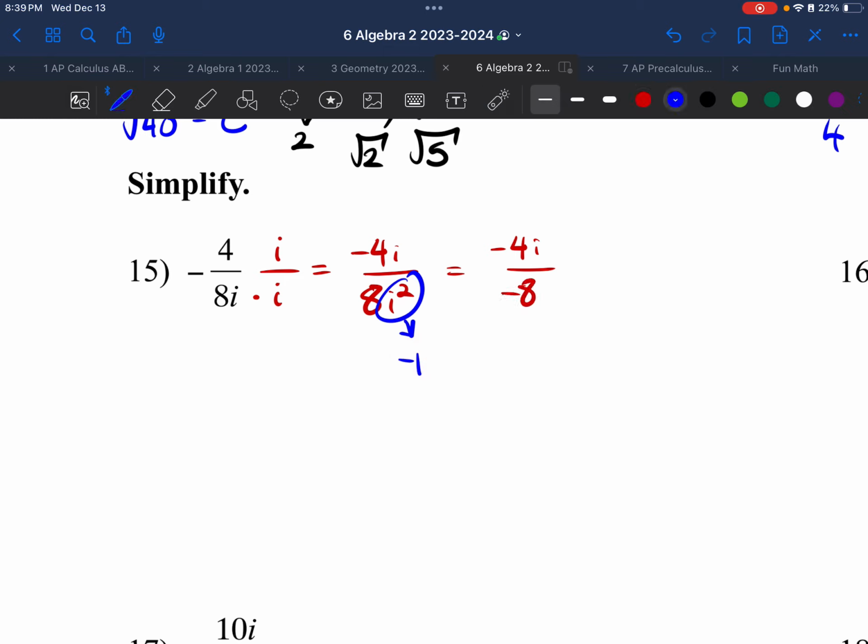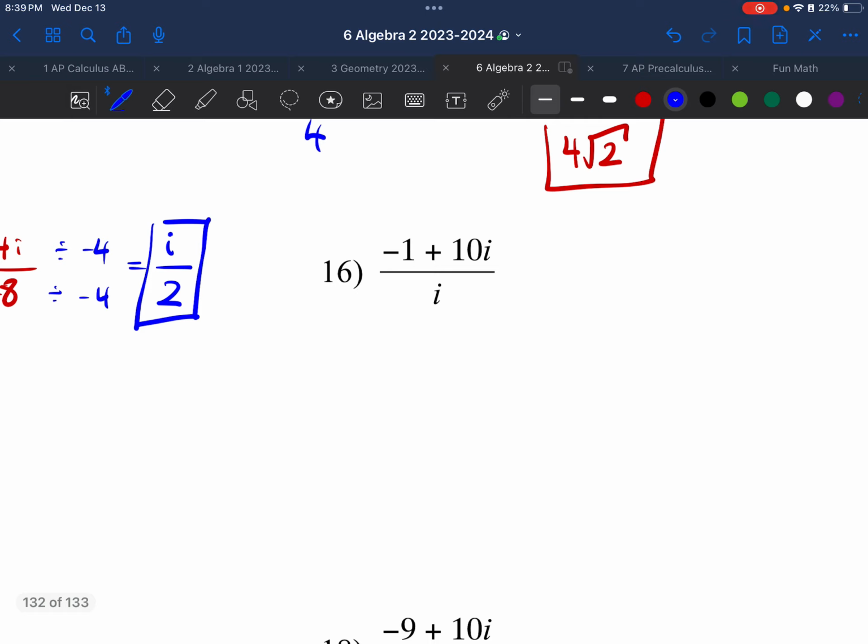8. And from here, I want to do some simplification. I can divide the top and bottom by a negative 4. Why negative? I prefer my fractions to be positive. And 4 divided by 4 is 1. So this is going to turn into a positive 1i, or just i. And in the denominator, negative 8 divided by negative 4 is a positive 2. Our final answer here is i over 2.